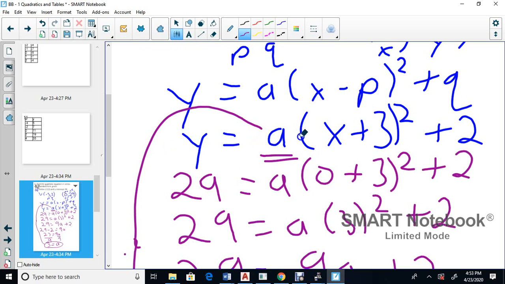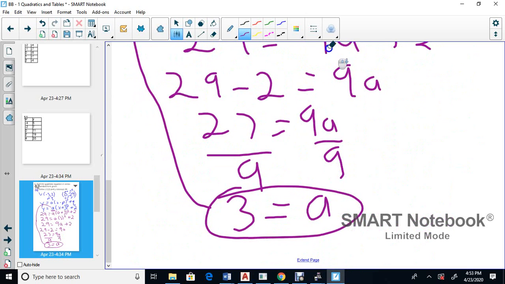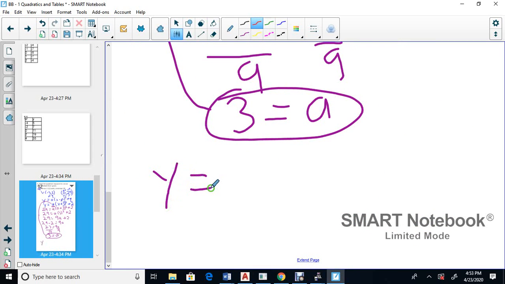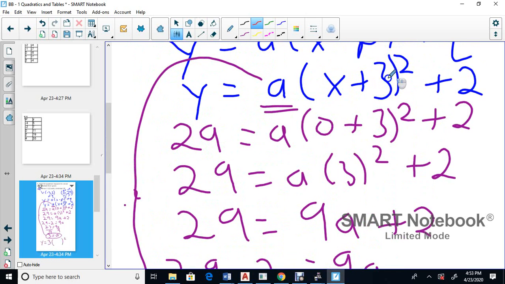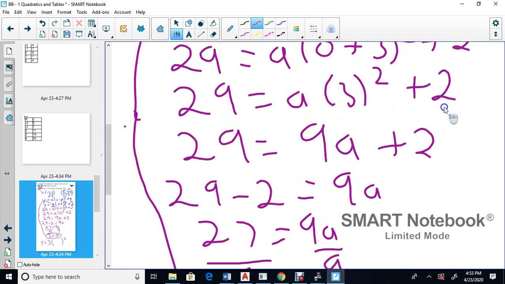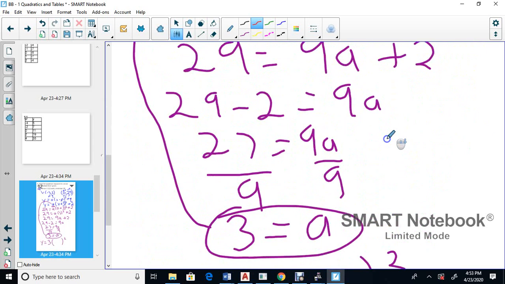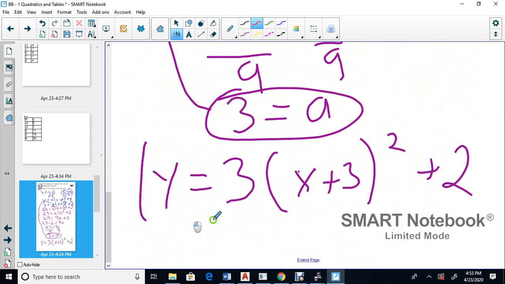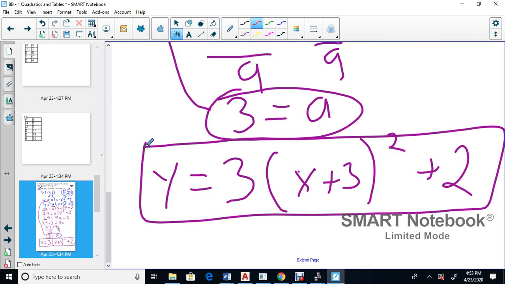So here we get y equals 3, and then we'll get the bracket squared. Let's see what those other two numbers were. Go all the way back. Plus 3 and plus 2. So here we got x plus 3, plus 2. And that's our equation in vertex form. Okay, that's part of it. Now, how do we find it in standard form?